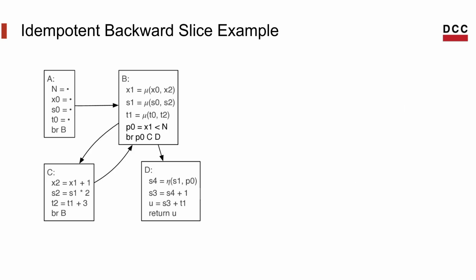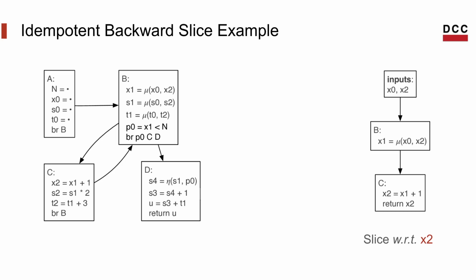But now let's say our slice criterion is inside the loop formed by basic blocks B and C. Then let X2 be our slice criterion. The slice with respect to X2 is going to be limited to the loop its slice criterion is inside. Therefore, the X2 slice has only 2 basic blocks.